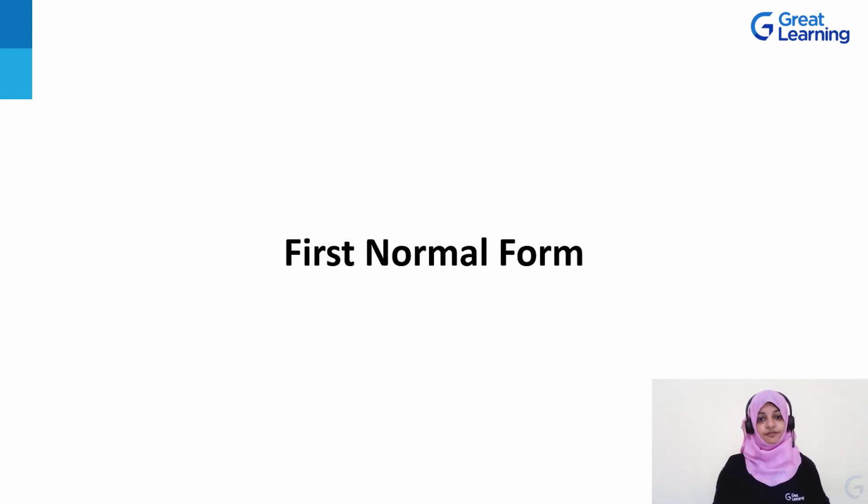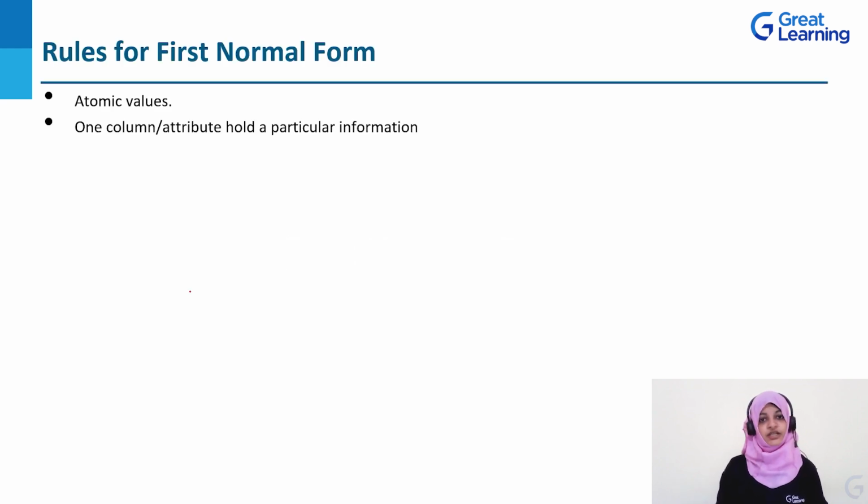So let's look at the first normal form. The first normal form is actually the most basic normal form, and it is the initial most normal form that we need to take care of while creating the database. Let's look into the rules of the first normal form. As per the first normal form, it is stipulated that all of the values given in it must be atomic in nature. Now, what does atomic mean?